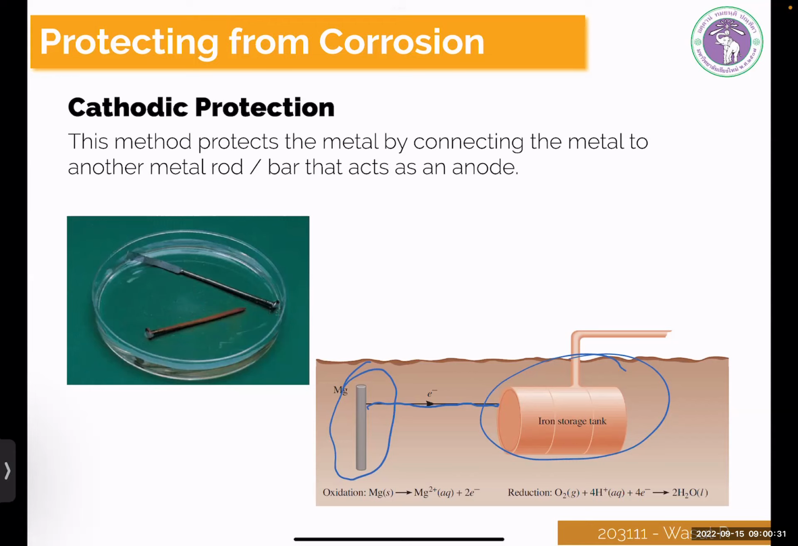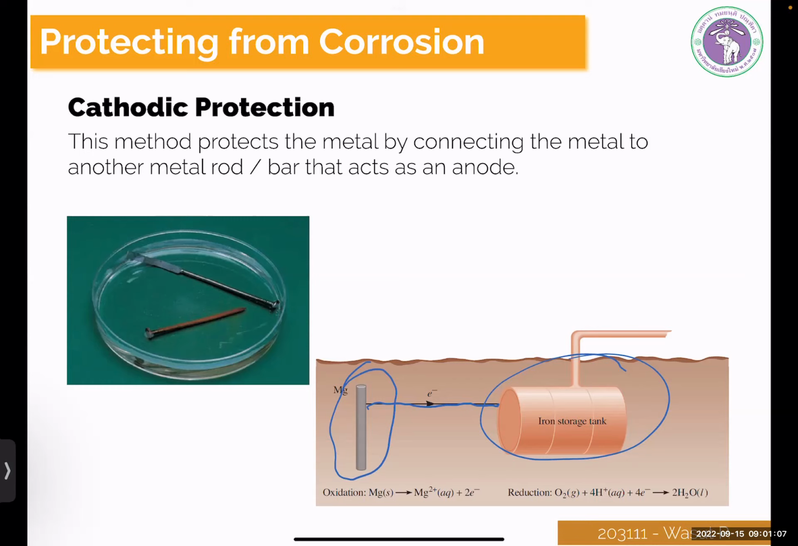So you want to use a metal with a lower E° compared to iron for this to be effective, right? In this case, magnesium will rust before the iron does. When the magnesium has all rusted away, you have nothing left to protect your iron tank, and then your iron tank will start to rust away over time. Okay, so that's the principle of how you protect your iron from rusting. You can connect it to a metal that rusts away before iron.